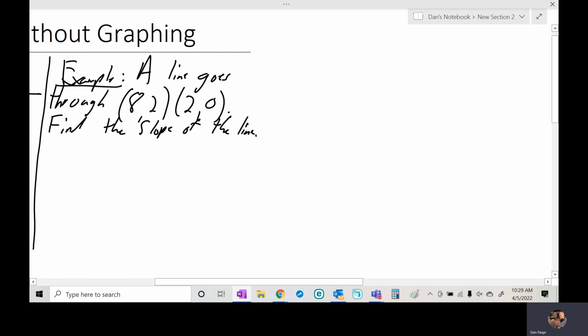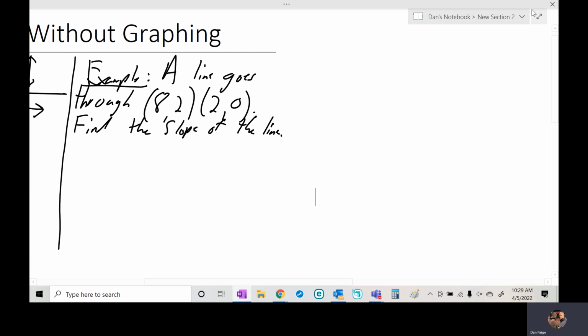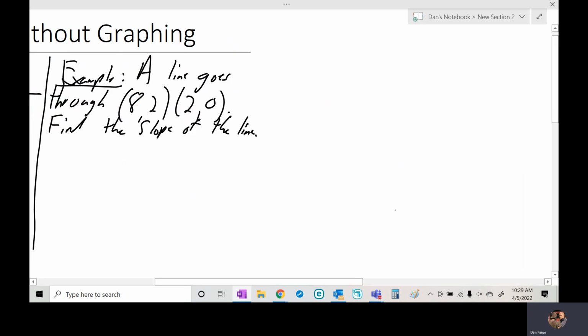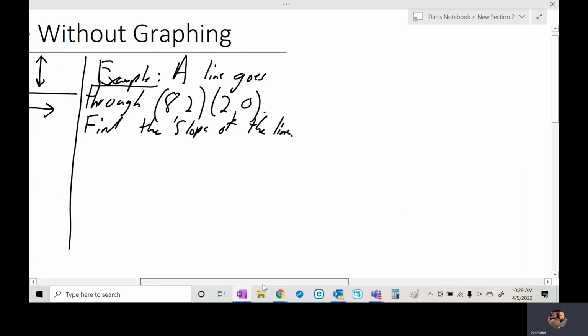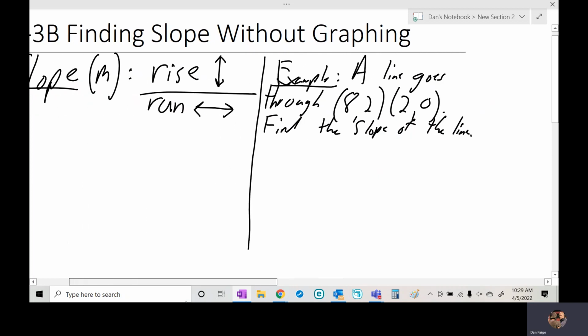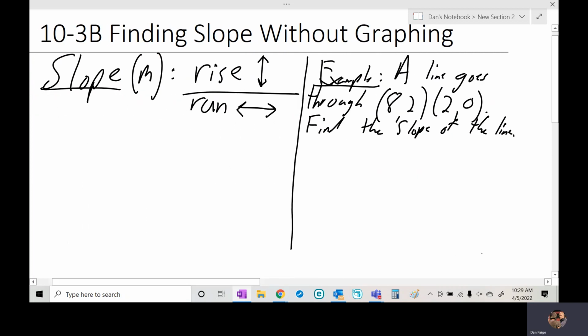And it is useful, when you get into algebra, to be able to find slopes without making a graph, because those take a while to do. And it's good to have other ways to do that. So that's what we're going to be doing. We're going to write some notes on how to do this.